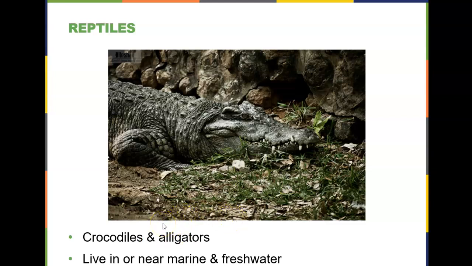So here we have an example of the crocs and the alligators. They live in or near marine or fresh water. So here's an example of an animal that breathes air, lives on land, but through its lifestyle prefers to be in a water environment.